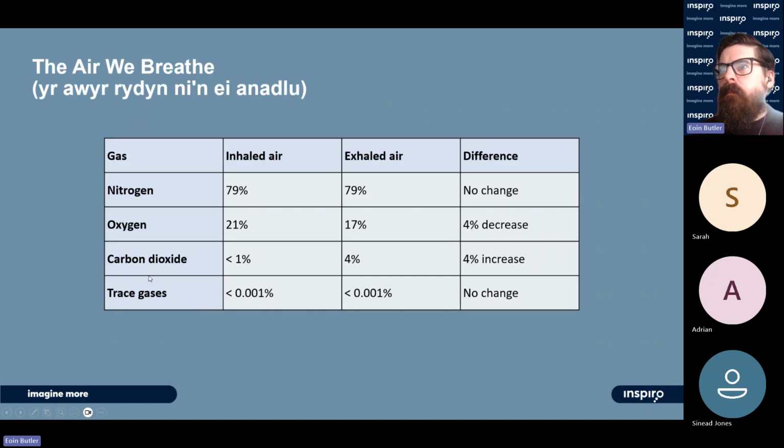So the air that we breathe is made up of inhaled air: 79% of it is nitrogen, 21% of it is oxygen, less than 1% of it is carbon dioxide, and less than 0.001% of it is made up of trace gases. When we exhale, so the air that we breathe out, 79% of it is nitrogen. So all of the nitrogen that we breathe in, we will breathe straight out again.